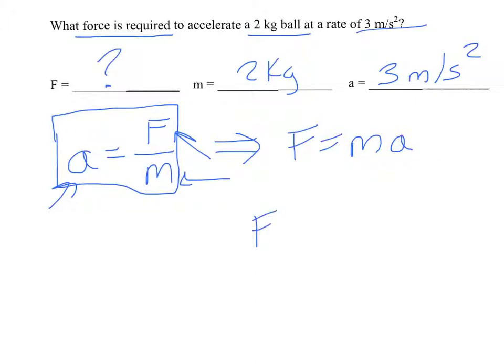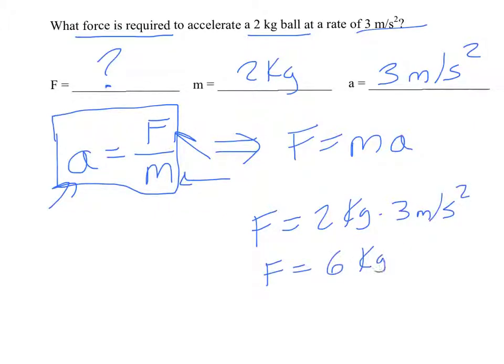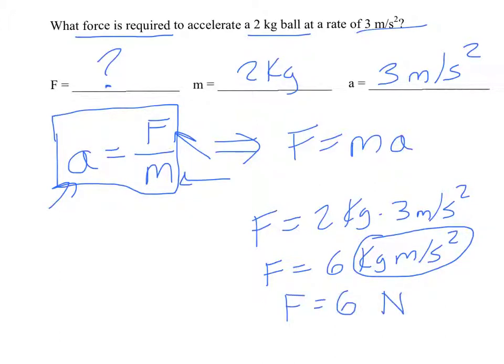So we didn't know F, we knew m was 2 kilograms, a was 3 meters per second squared, so you get F equals 6 kilogram meters per second squared, and it turns out that this entire thing, kilogram meter per second squared, can be written as newtons. That's the unit of force. So the force required is 6 newtons. So that's this first problem.